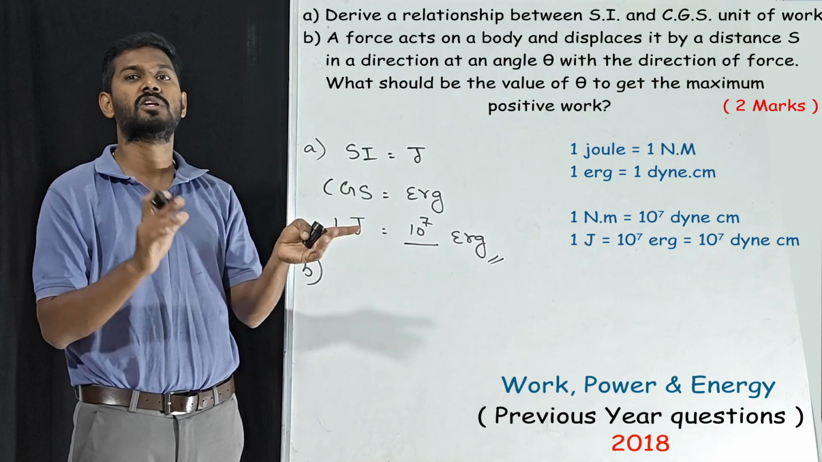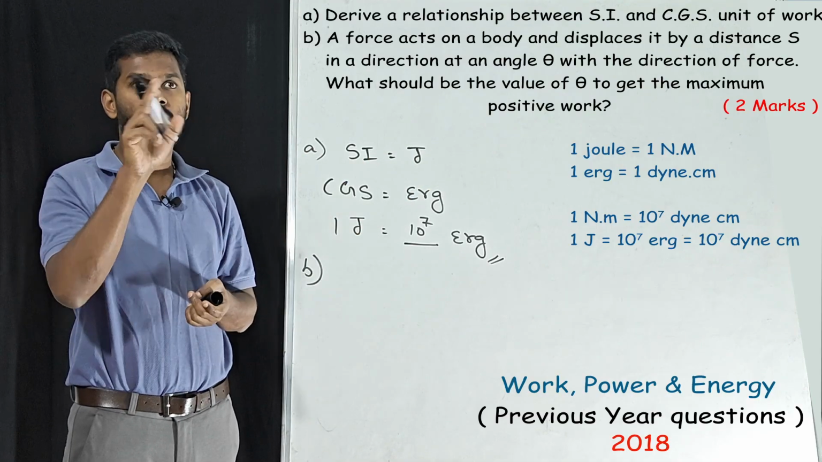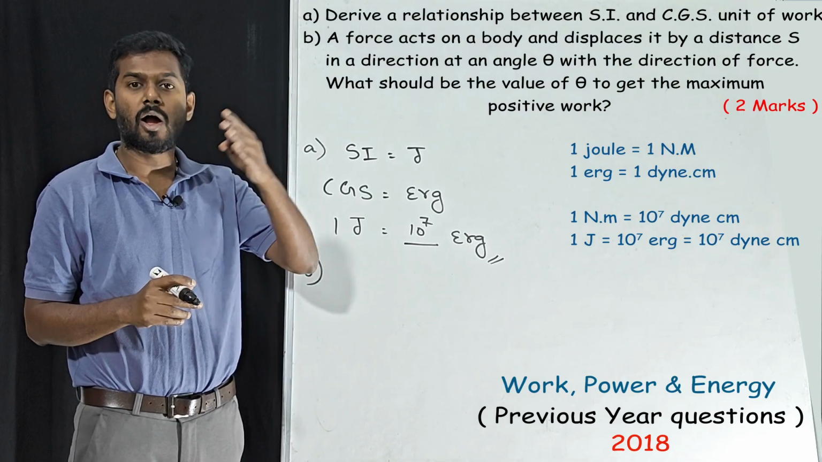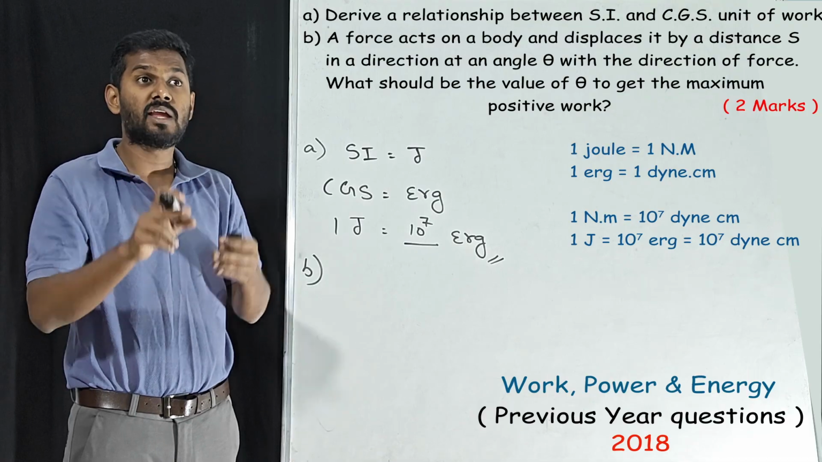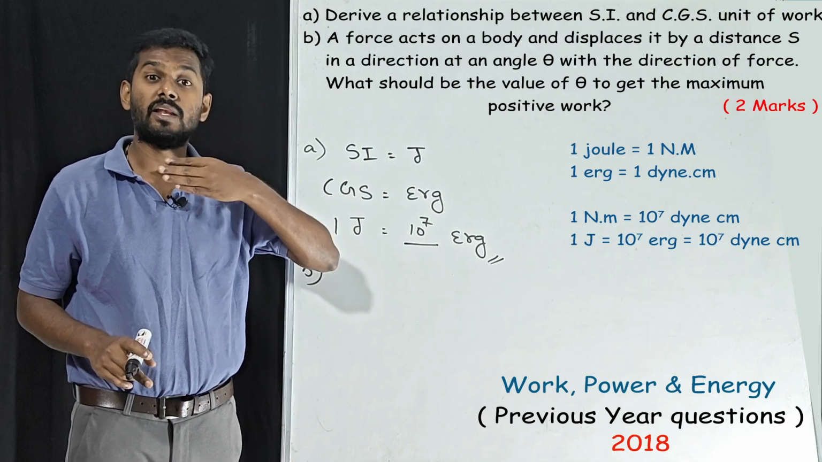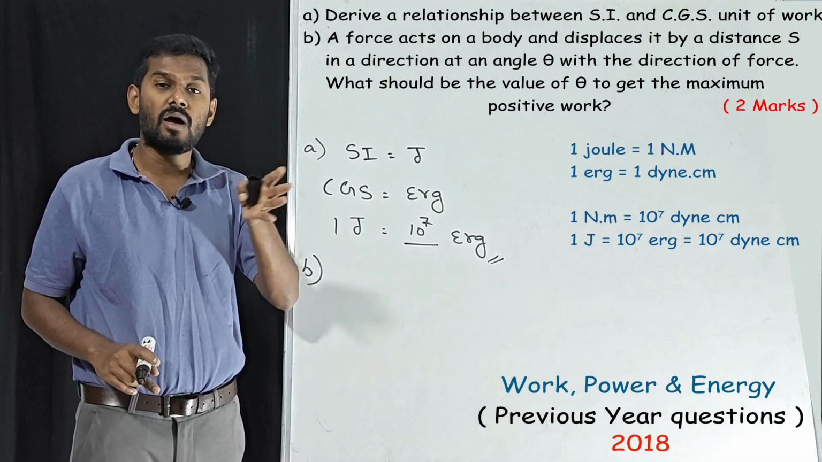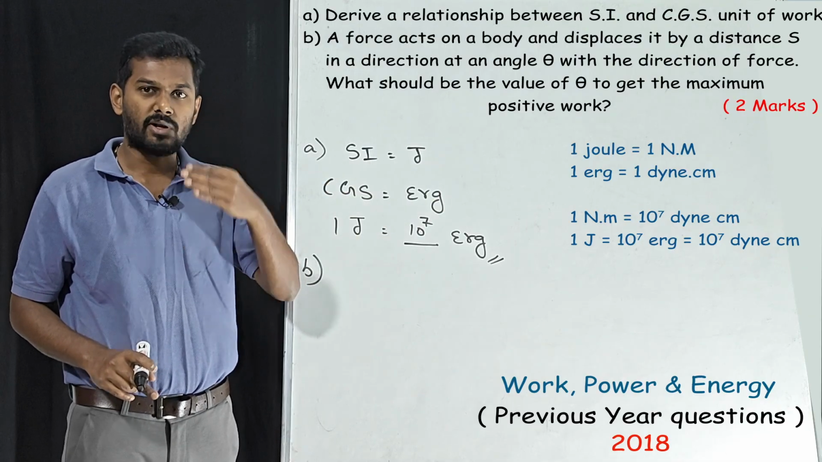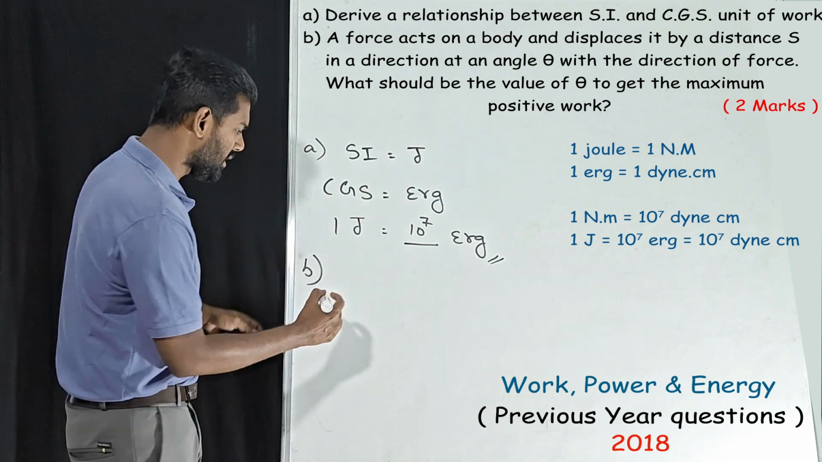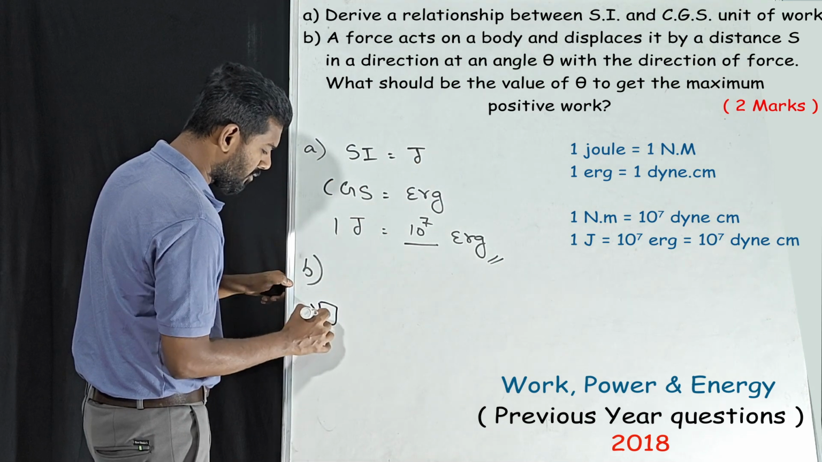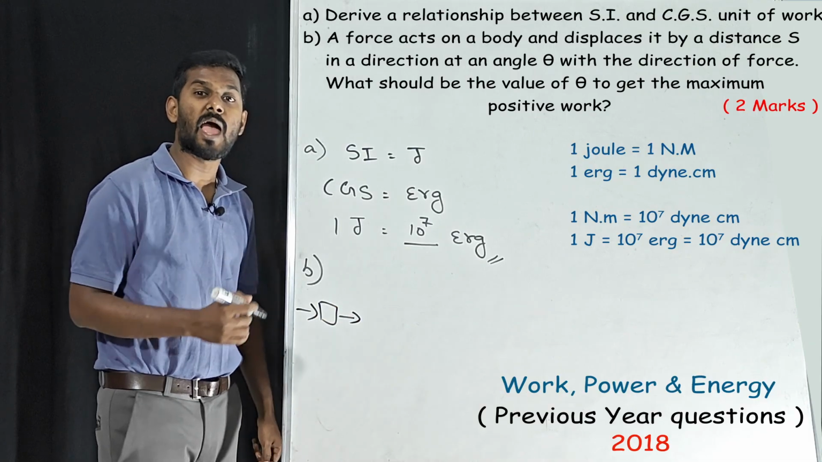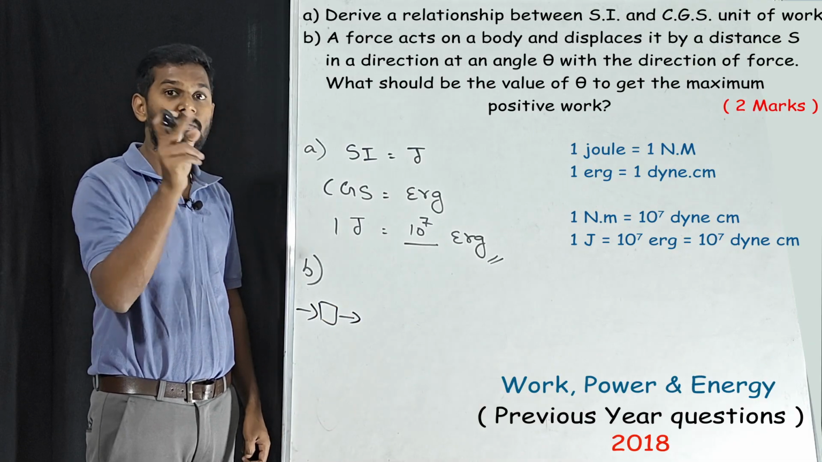So understanding the question is very much important here. They are not telling that the displacement of the object is at a different angle compared to the force applied. They are saying it is moved in the same direction as the applied force. Whichever direction I apply the force, the object moves in the same direction. So what will be the angle between them? The angle between them will be 0.